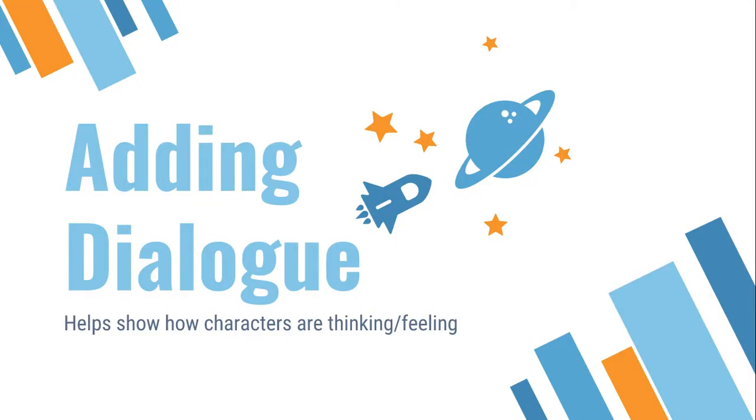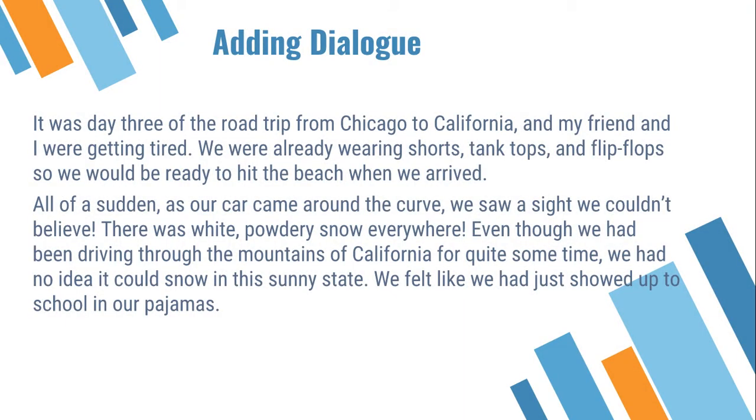In addition to adding description, I can also add dialogue to make my writing stronger. Adding dialogue helps show how characters are thinking and feeling. So in addition to just describing things, I can also add some conversations between some of the characters. So here I have the same paragraphs that I just rewrote. I added in some description here, but I'm noticing that there are some areas where I could add in some conversation between me and my friend.